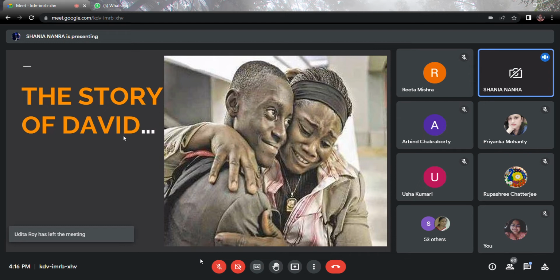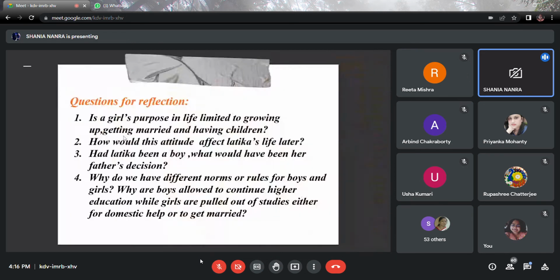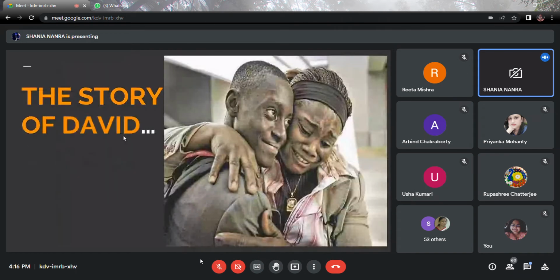Once, he lost his father to these mines. He went inside for work and he never came back. During that time, his mother was pregnant with a child, and David had no other option than to go out and work for the survival of himself, the child in his mother's womb, and the mother herself. So we can understand that the story of Latika and the story of David are different.